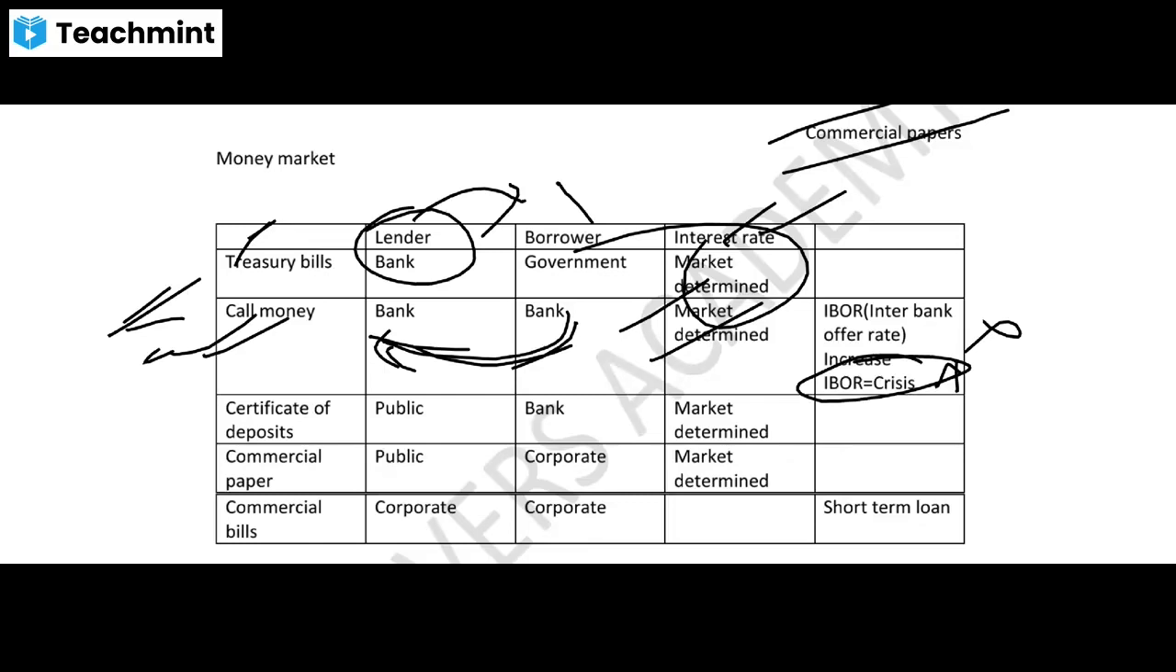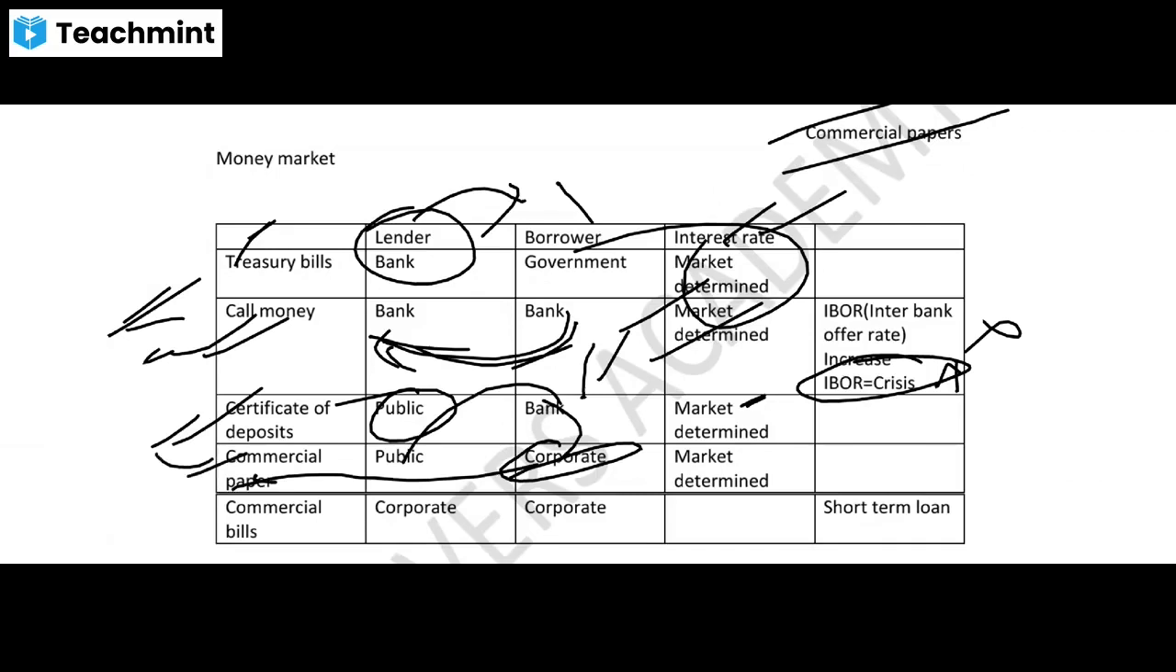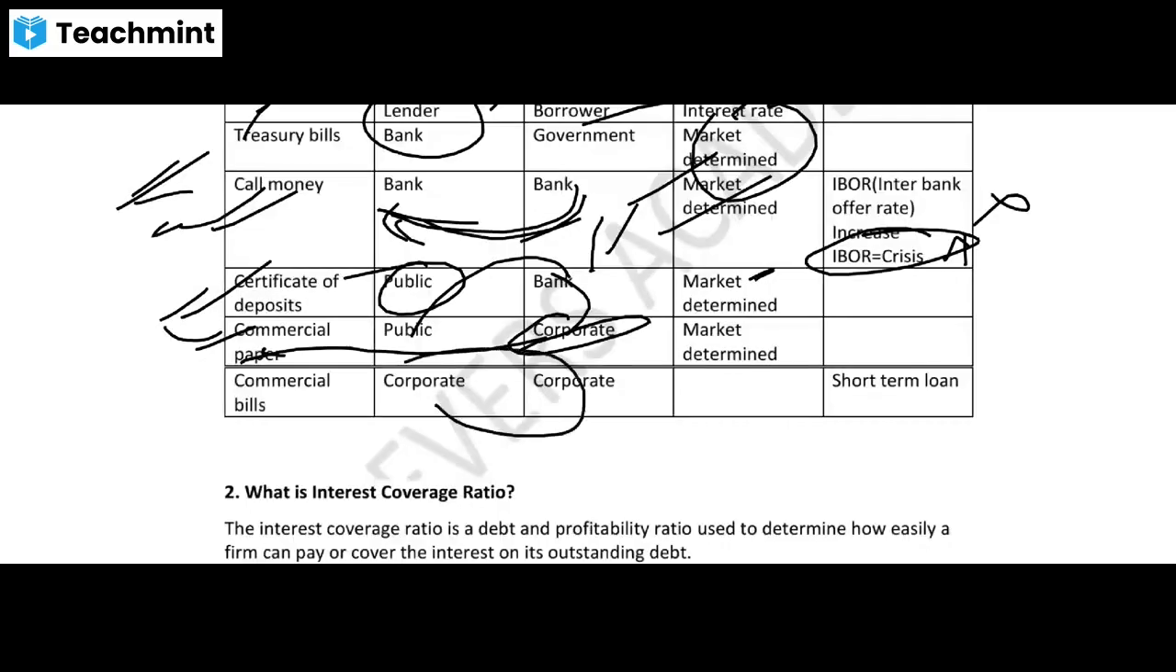Next thing, certificate of deposit. In a certificate of deposit, the bank is the borrower. That means the bank will issue this certificate of deposit to get money from the public. So the interest rate is also market determined. Next is commercial paper. In commercial paper, the corporate will issue this commercial paper to get money from the public. So in this case, the public is the lender and the borrower is the corporate.